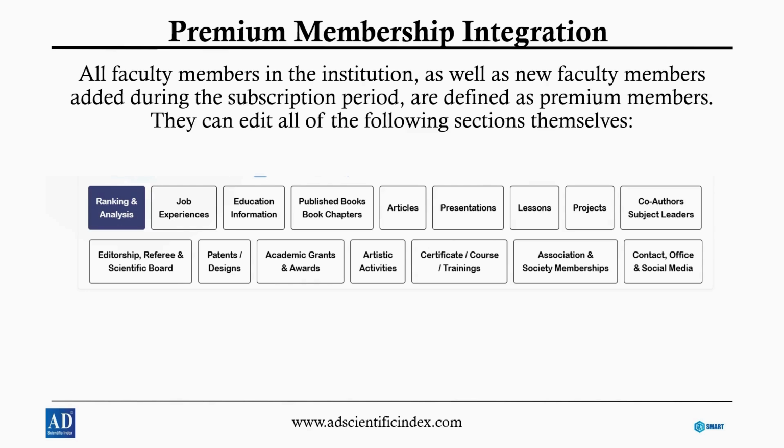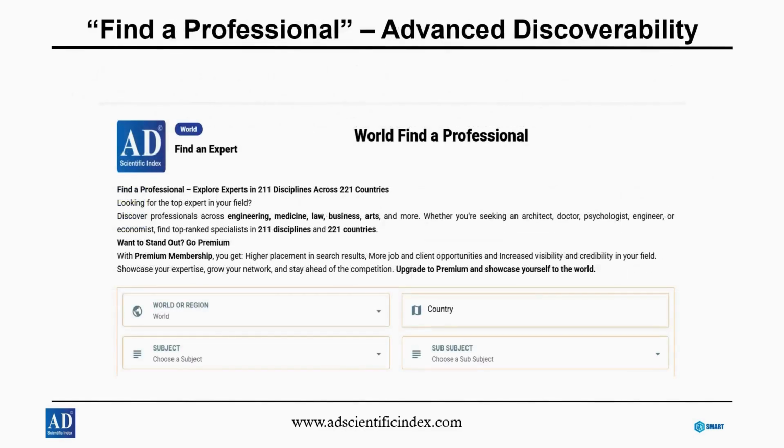With premium membership integration, all existing and newly added faculty automatically gain access to a personalized dashboard where they can update every aspect of their professional profile. They can manage their rankings and analysis, job experiences, education history, publications, presentations, lessons, projects, co-authors, editorial roles, patents, grants, artistic activities, certificates, memberships, and even their contact and social media details, quickly, independently, and securely. This integrated structure ensures accuracy, boosts visibility, and empowers faculty to present themselves exactly as they wish across the entire system.